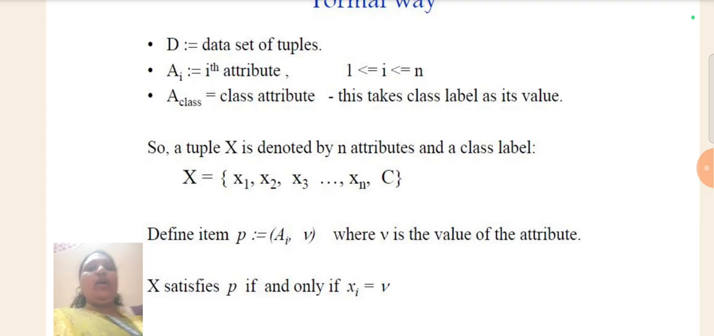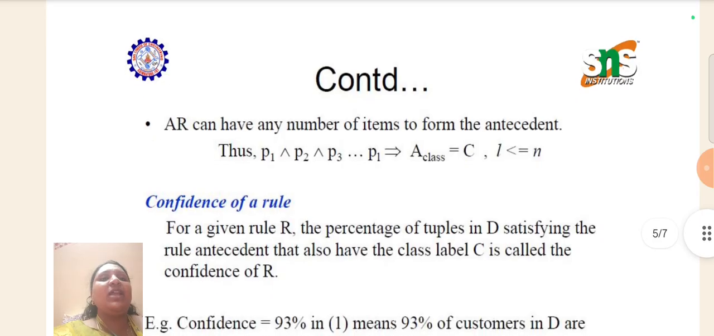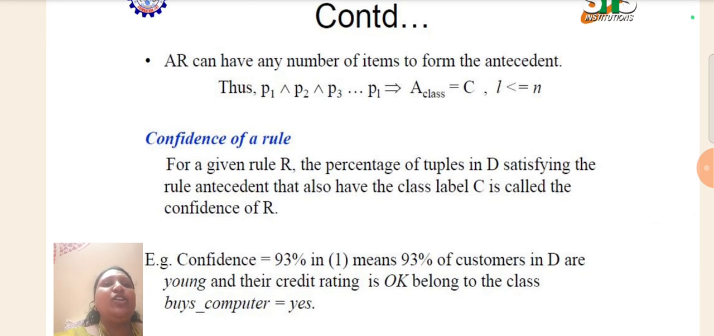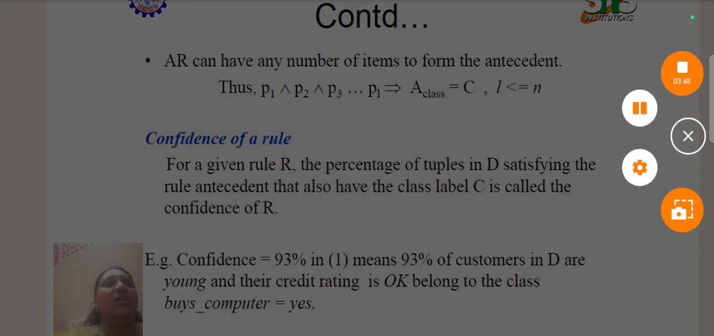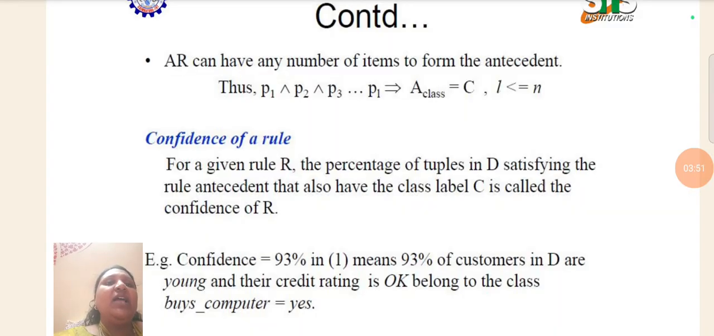And again, we are going to see about defining the item. Here, defining the item, we have the ith attribute Ai and the given value v, where v is the value of that attribute, and X satisfies the item if and only if xi is equal to the value v. So this is the main process, in which we will be calculating the confidence. The confidence for a given rule R is the percentage of tuples in D that satisfy the rule antecedent that also have the class label C.